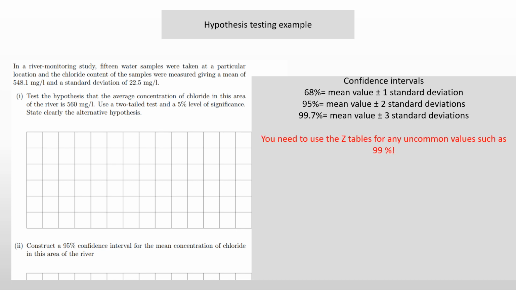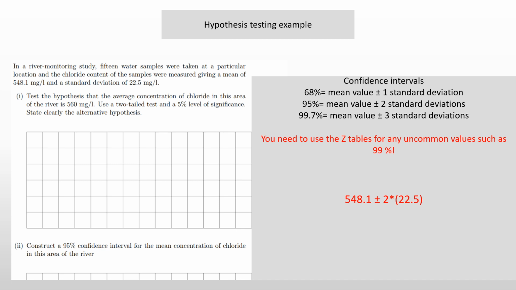If you have a different value that is not one of those 3, you have to use the Z tables. There's another video that actually talks about 99% and other percentages, where you need to use the Z values to hunt down the number of standard deviations you have to find. In this case, we're just using number 2.